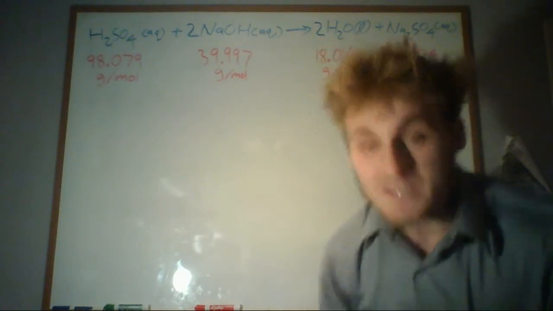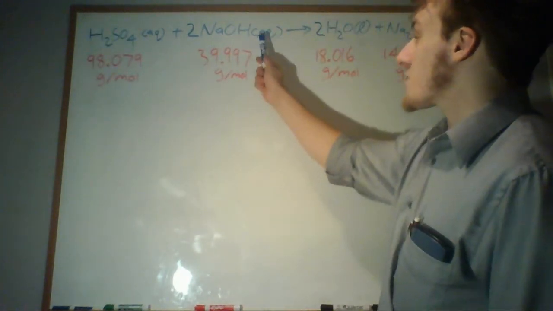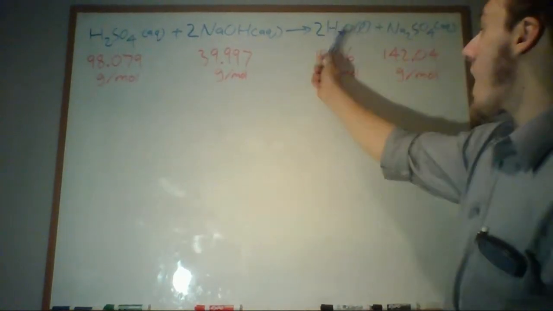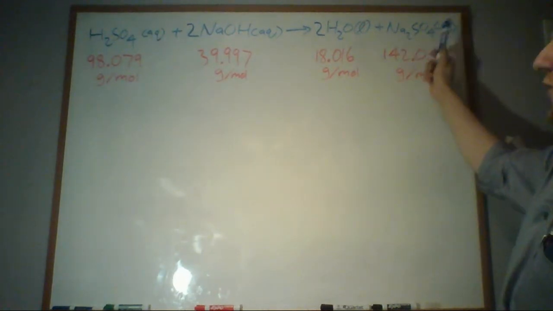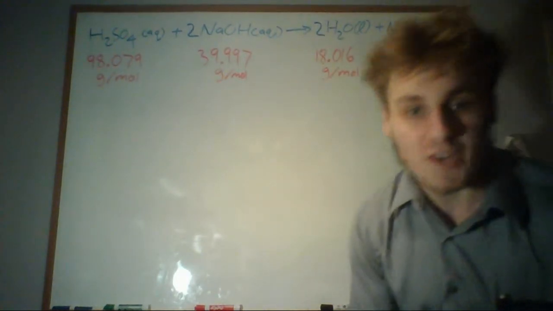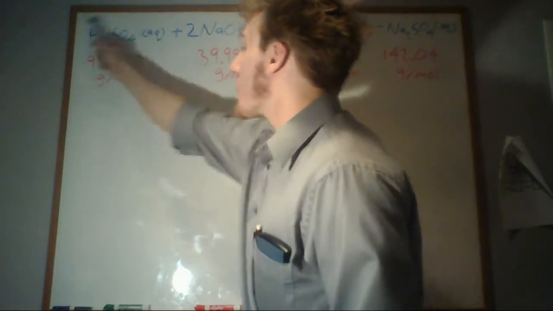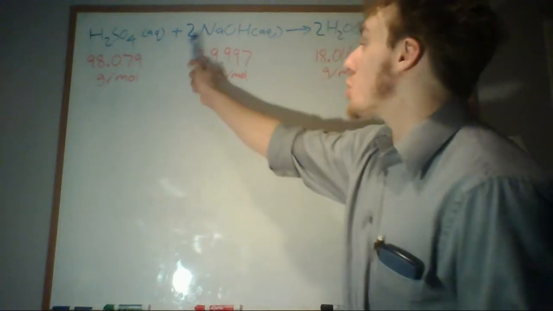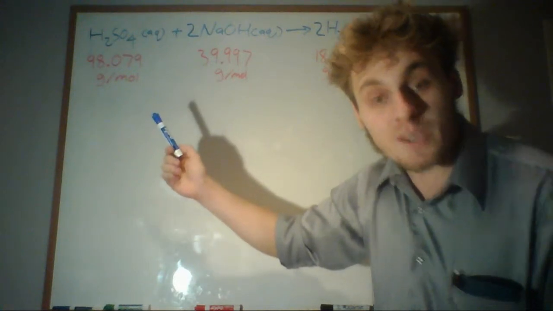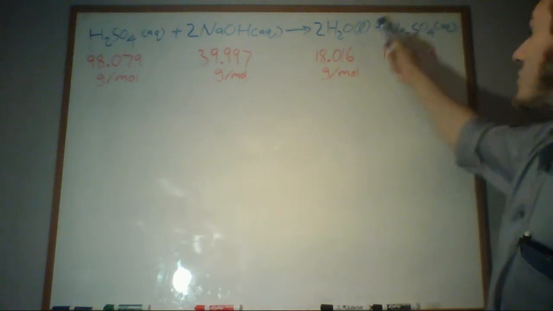So, in this reaction, we're going to take some aqueous sulfuric acid, and we're going to react it with some aqueous sodium hydroxide. And when these two react together, we should liberate some water and some sodium sulfate. And here are the molar masses of each one of these compounds involved in the reaction. Notice that for every 1 mole of sulfuric acid, we need to react that with 2 moles of sodium hydroxide. And assuming that reaction goes to completion, we'll get 2 moles of water and 1 mole of sodium sulfate.